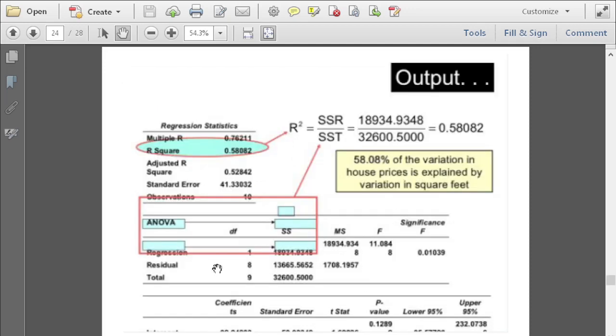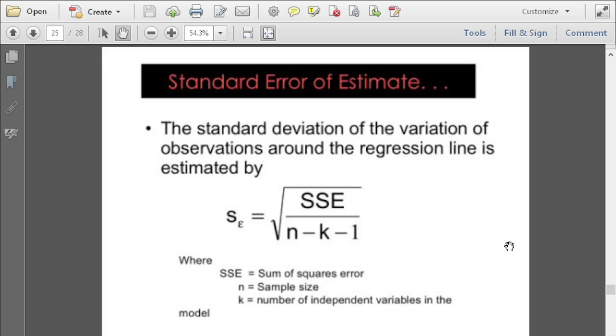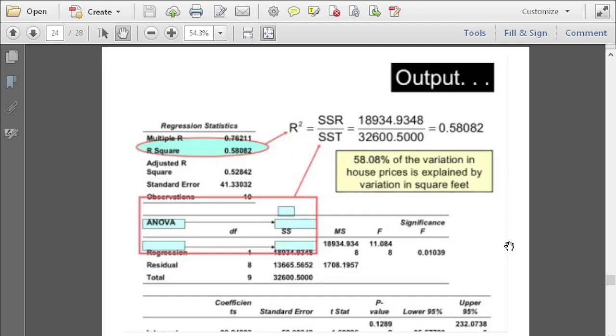So we also have the ANOVA table for the regression. This is what we call the R squared, SSR, SST. Here, you take the SSR and divide it by the total. Can you see it? And then you can interpret it this way: 58.08% of the variation in the house price is explained by the variation in square feet. Okay? So that's how you're going to explain the R squared value.